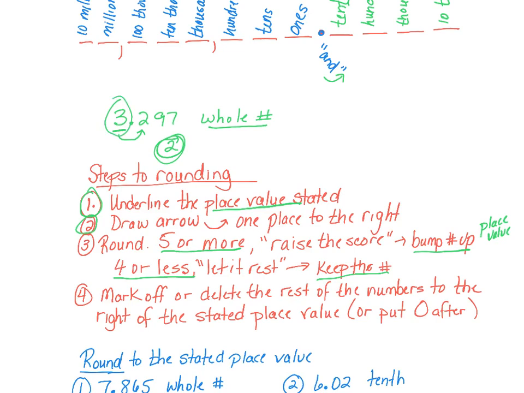Okay? So then it says, I mark off or delete the rest of the numbers to the right of the stated place value. Or I can just put zeros. So anything to the right of this, I just mark out now. Or they become zeros. So rounding it to the nearest whole number would be 3. That would be my answer. I could also write 3.0, 3.00, whatever, but 3 is your answer.